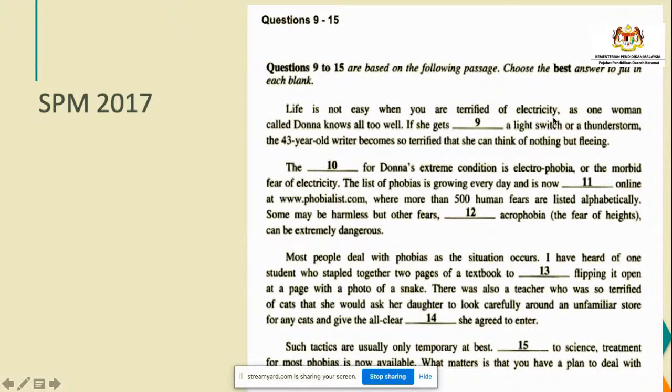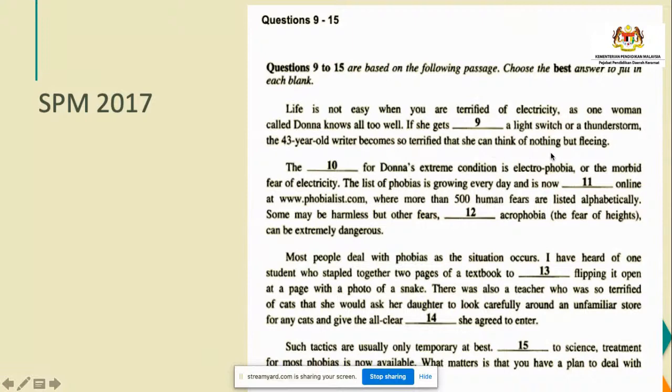If she gets, dia bagi blank, tapi kita tahu she gets blank. A light switch or a thunderstorm, the 43-year-old writer becomes so terrified that she can think of nothing but fleeing. Bila kita baca ayat ni, kita tak tahu lagi tempat kosong kan? If she gets, kalau dia terkena, a light switch, terkena ke? If she gets, dapat. A light switch, okay? Ataupun thunderstorm, dia berumur 43 tahun, dia akan jadi sangat takut. Terrified ni maksudnya sangat takut. Okay, that she can think of nothing but fleeing. Okay, dia tak boleh nak fikir apa dah pada masa tu.